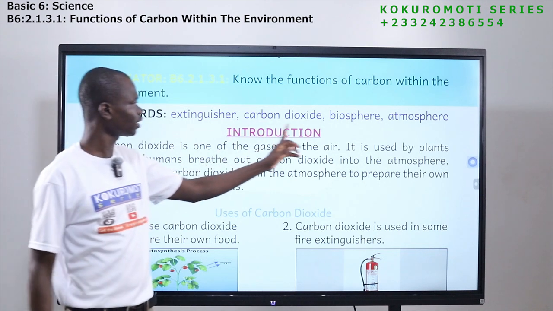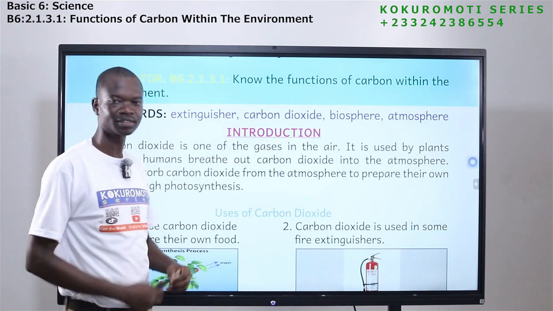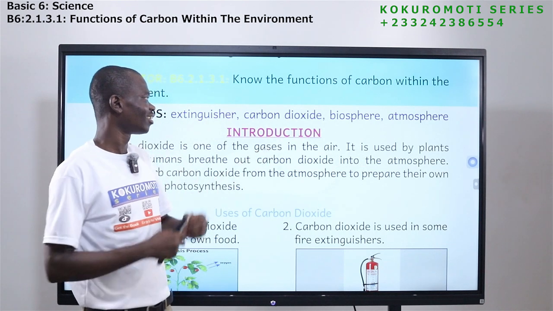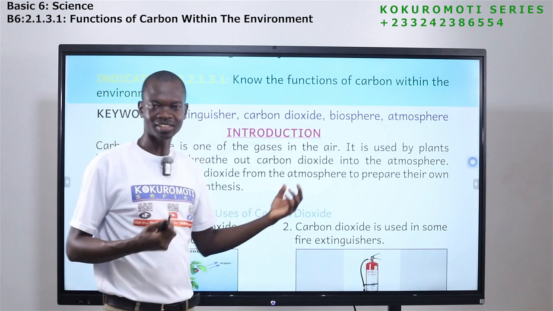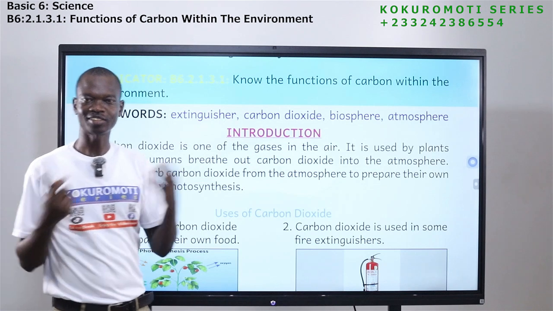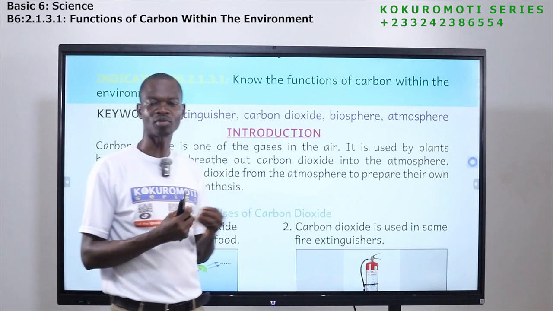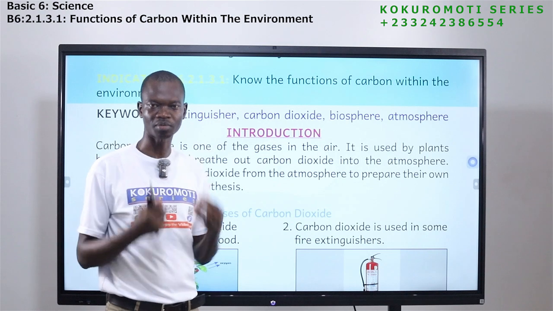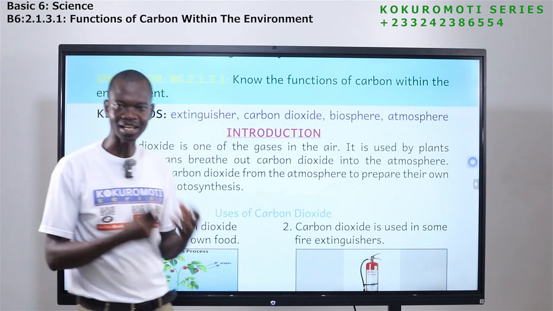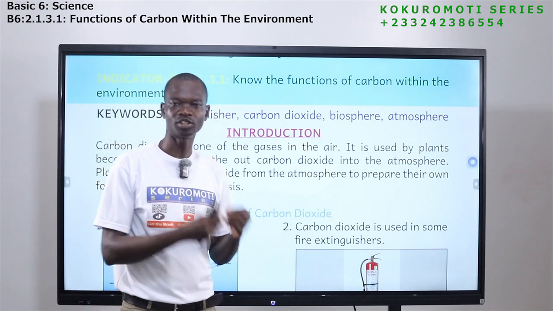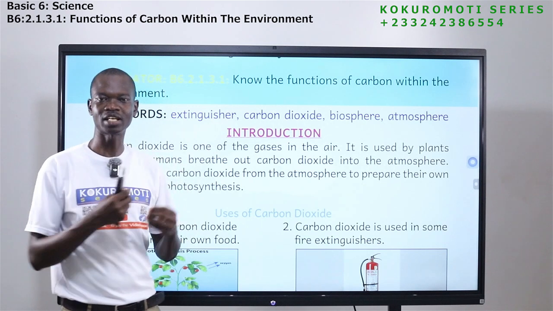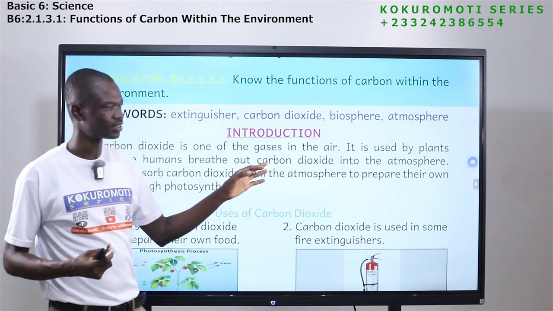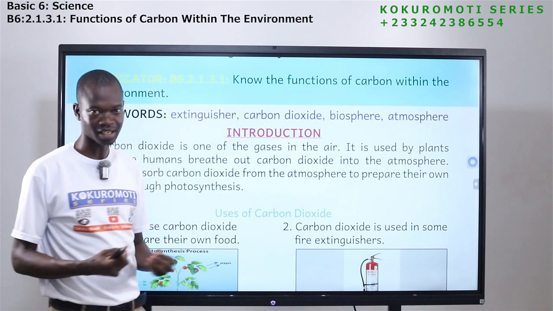The next one is carbon dioxide. Carbon is an element, and the next one is oxygen. So carbon and oxygen atoms form what? Carbon dioxide. These two elements come together to form what we call carbon dioxide. It is one of the gases of air. I told you that air is made up of different gases. One of them is carbon dioxide. So carbon dioxide is a gas.